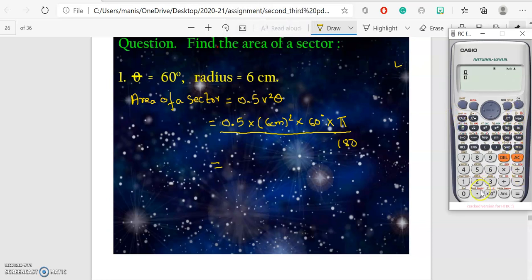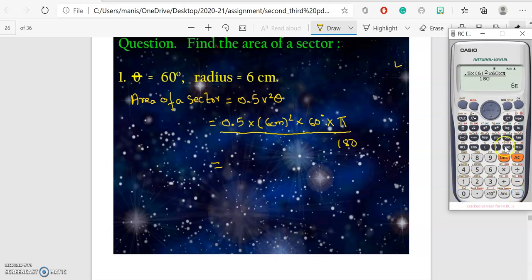So this is my button over here, 0.5 times 6 times 6 square. I will type it like this, 6 square. I also know 6 square is 36, but I'm just writing it for all of you. It's the same way as over here. Times pi, you will press the shift button and this is your pi, and divided by what? Divided by 180.